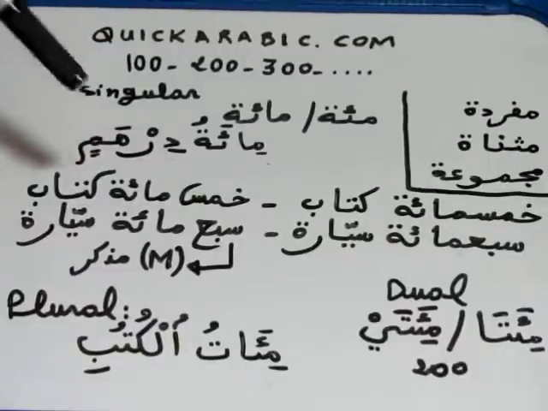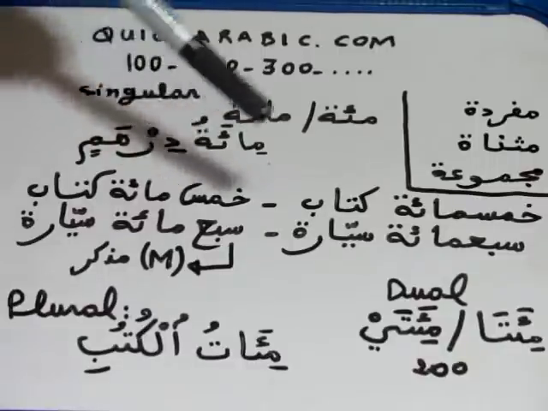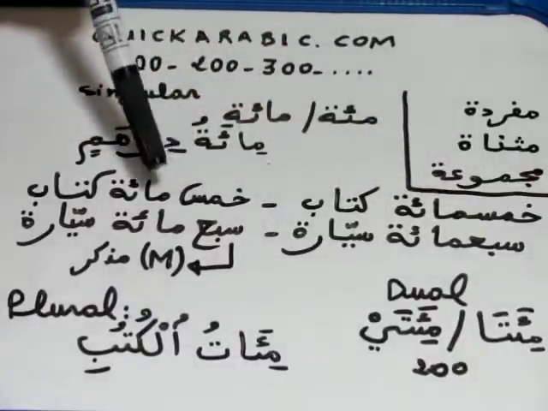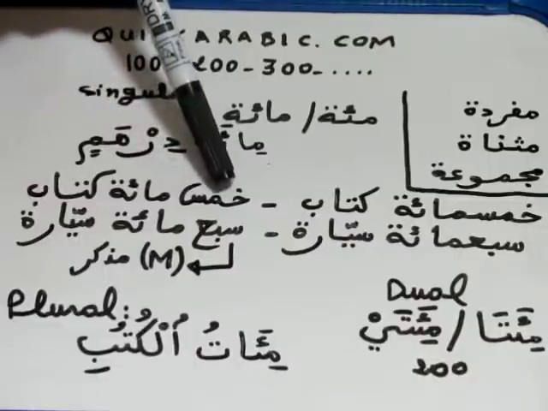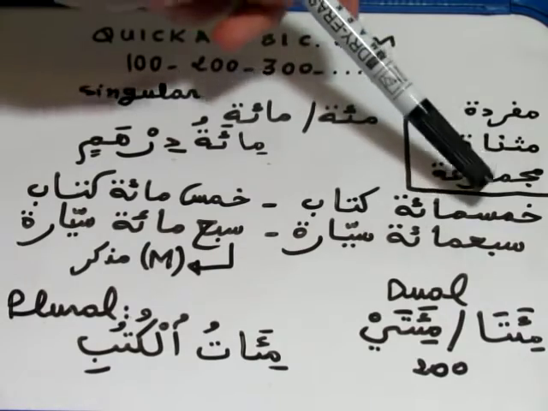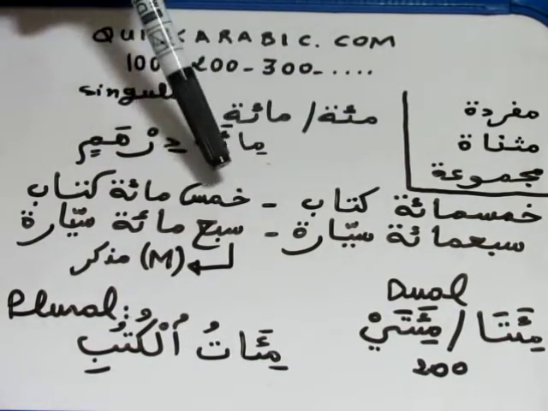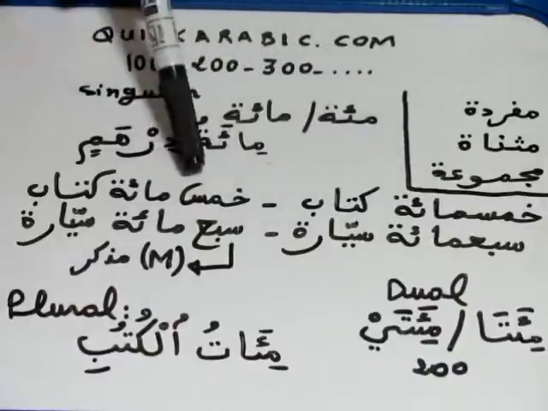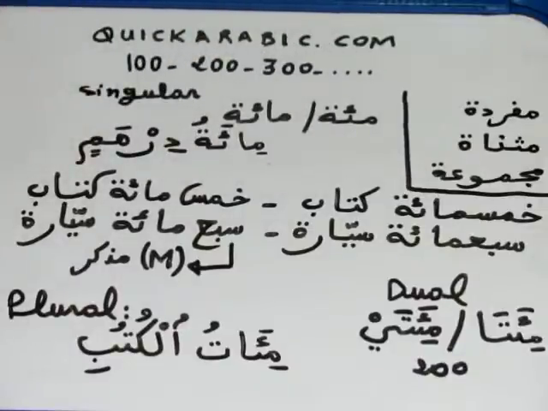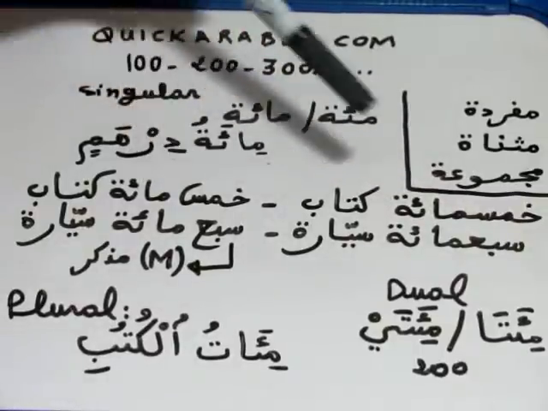There are two ways we can write خمسو مئتي. Either it comes separate or combined. Separate, here خمسو is one word, مئتو is one word, or combined one word, خمسو مئتي. Both are correct. You can choose this one or this one. خمسو مئتي كتابين, separate or combined.